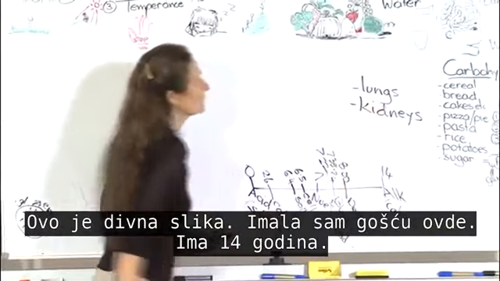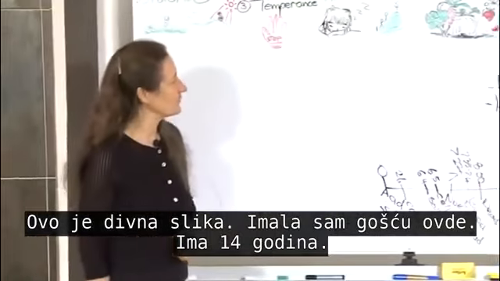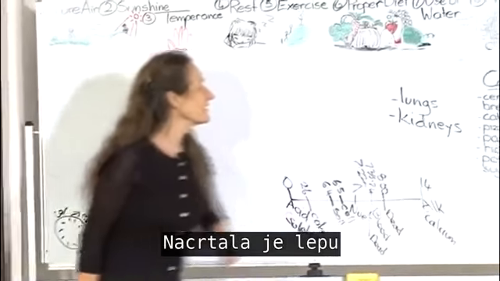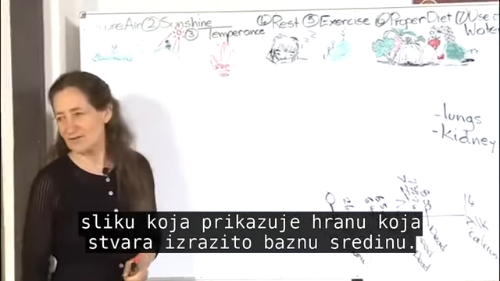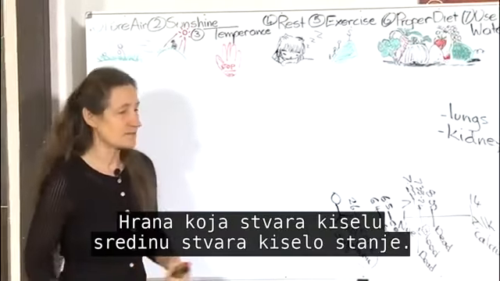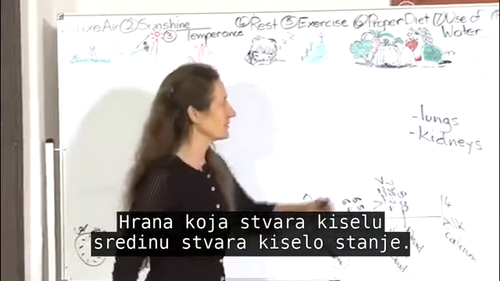This is a lovely illustration. I had a guest here. She was 14, a beautiful artist, and she drew my pictures. She drew a nice illustration of your very alkaline forming foods, and we're going to have a look at that in a minute. Acid forming foods create an acid condition.